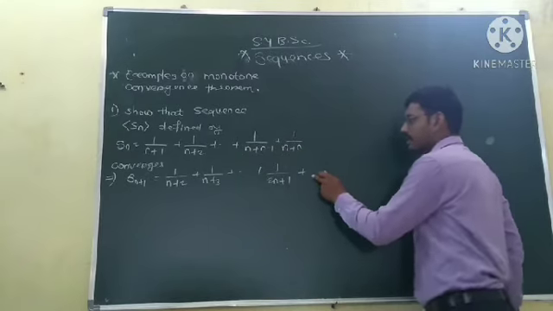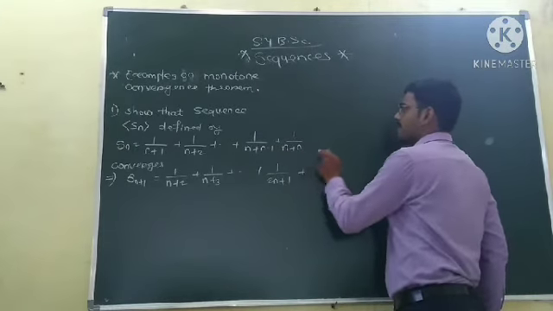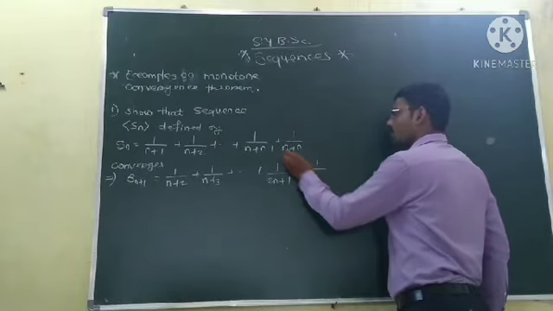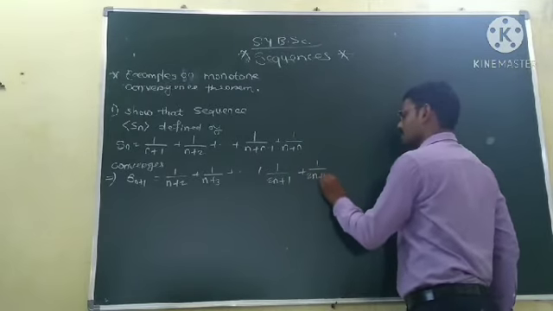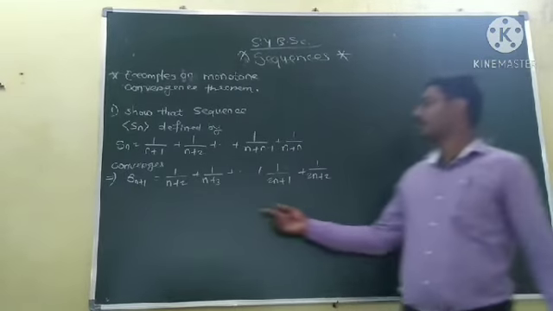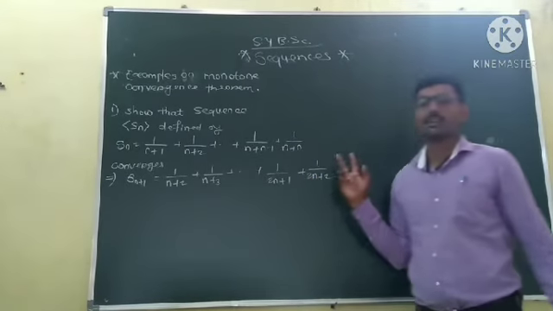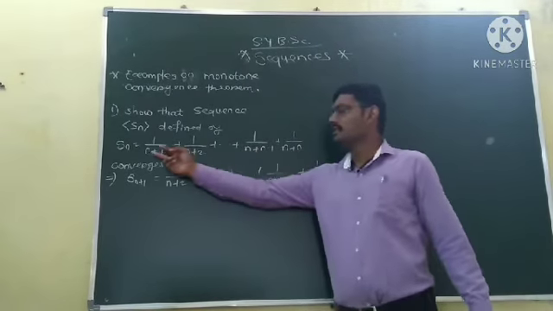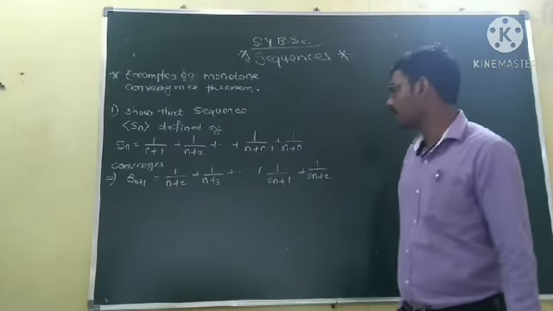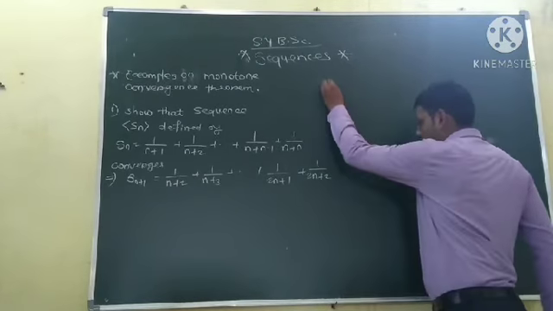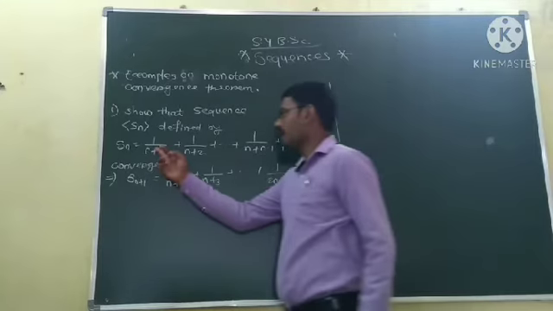So 1 upon 2n plus 2, that is 1 upon twice n plus 2. So this will be the n plus 1 term. What we have done is just replace n by n plus 1 in each term. Now we will take the difference between Sn and Sn plus 1.